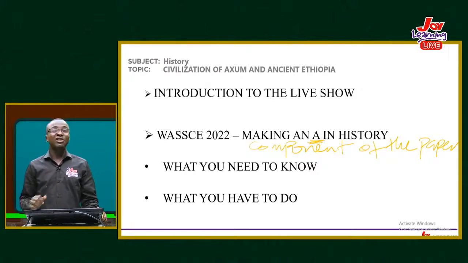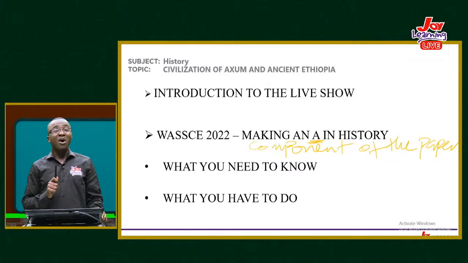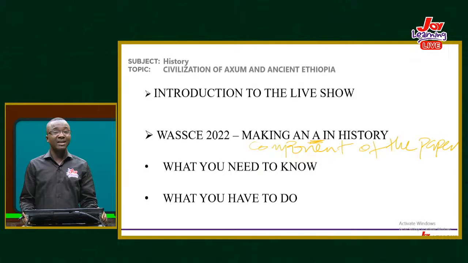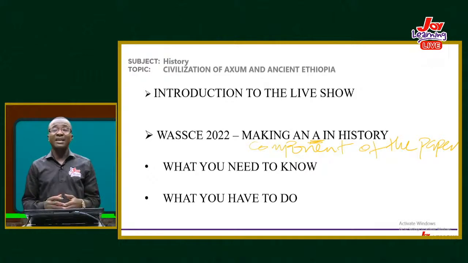Now, the instruction is that of the four questions that you are answering, you make sure you answer at least a question from each section. Students usually have a challenge with this particular instruction. Mostly they ask, well, the sections are three. We have section A, section B, section C. How am I able to select the fourth one?